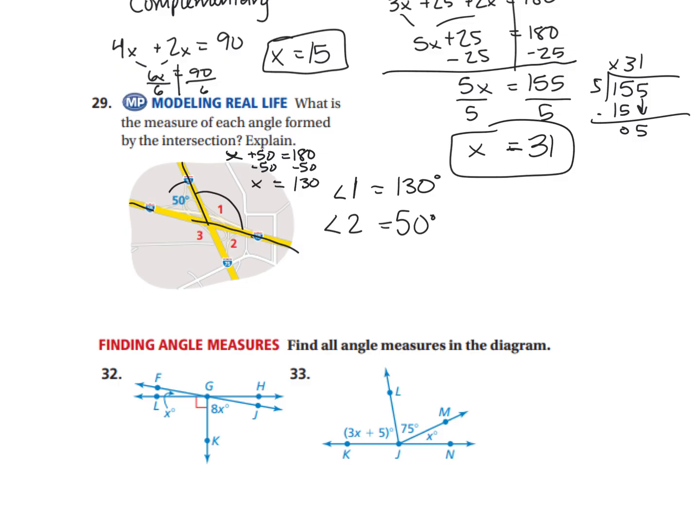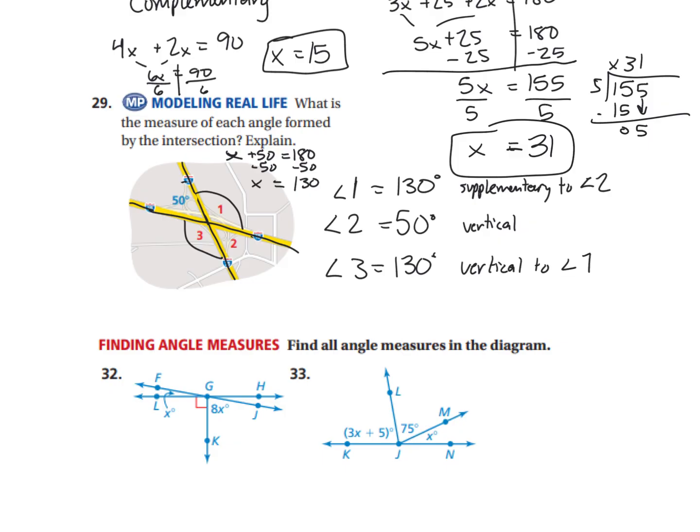And then if I look at this picture again, I see that angle 1 and angle 3 are vertical from each other. Therefore, angle 3 also has to be 130 degrees. And again, we could say that this was vertical, this is supplementary to angle, we could call it angle 2, and then this is vertical to angle 1.